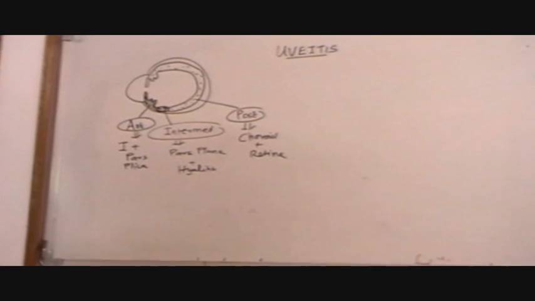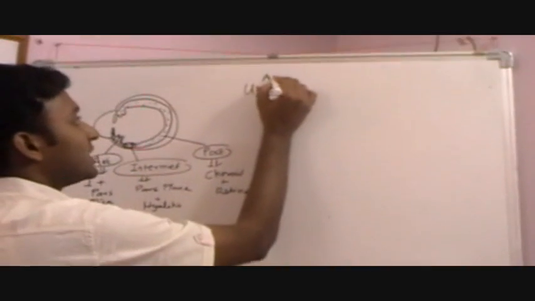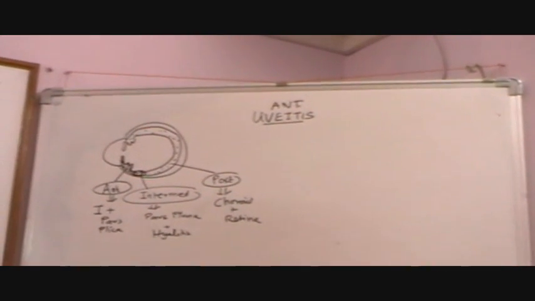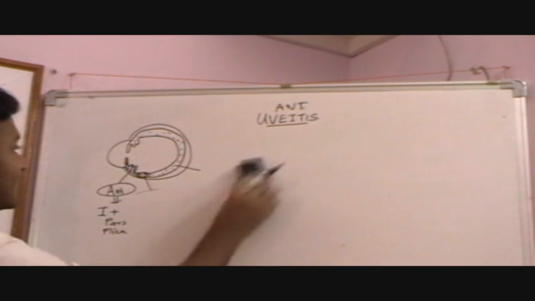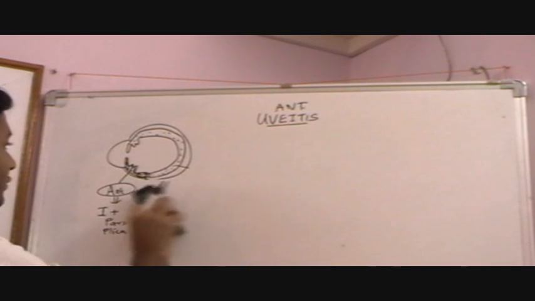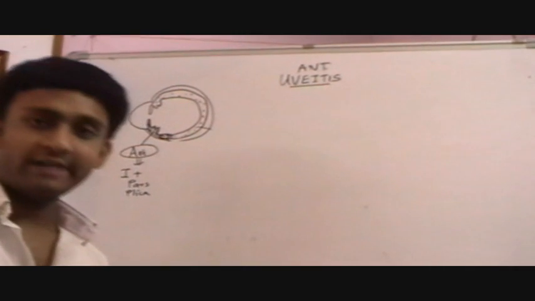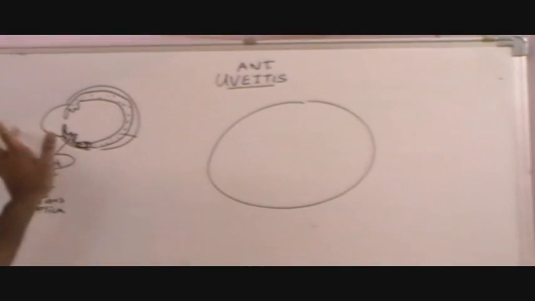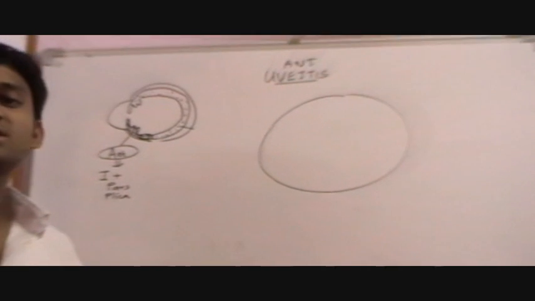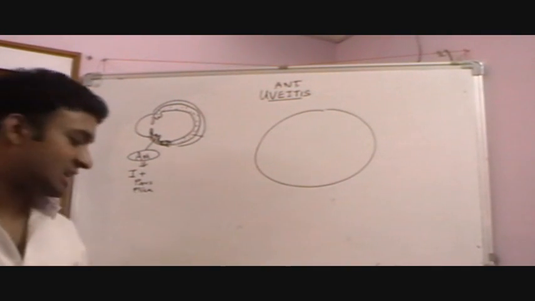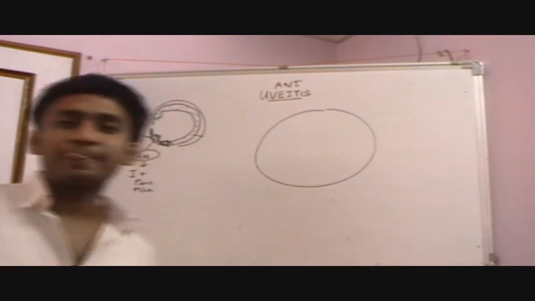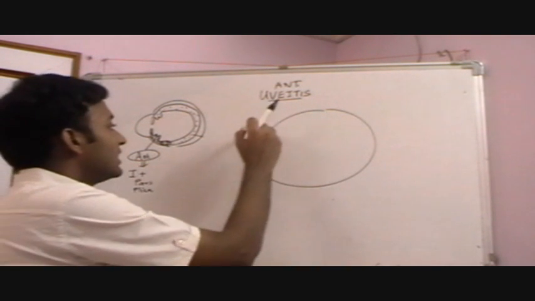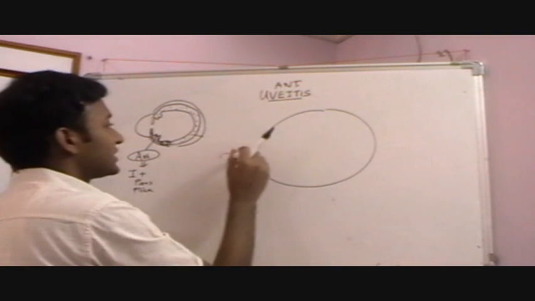So first we talk about anterior uveitis. Our topic of concern is the anterior, which is in fact the most important part of the uvea. Inflammation of it is anterior uveitis. So I'll draw the anterior part here. From anterior to posterior, we'll consider the various signs involved in anterior uveitis. First, we have circumciliary congestion.